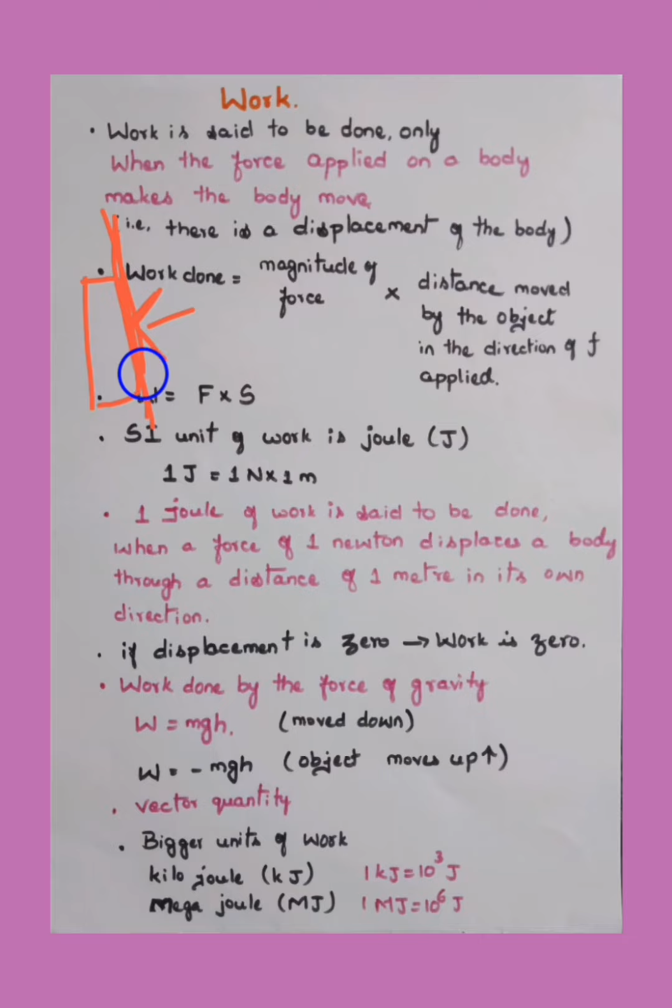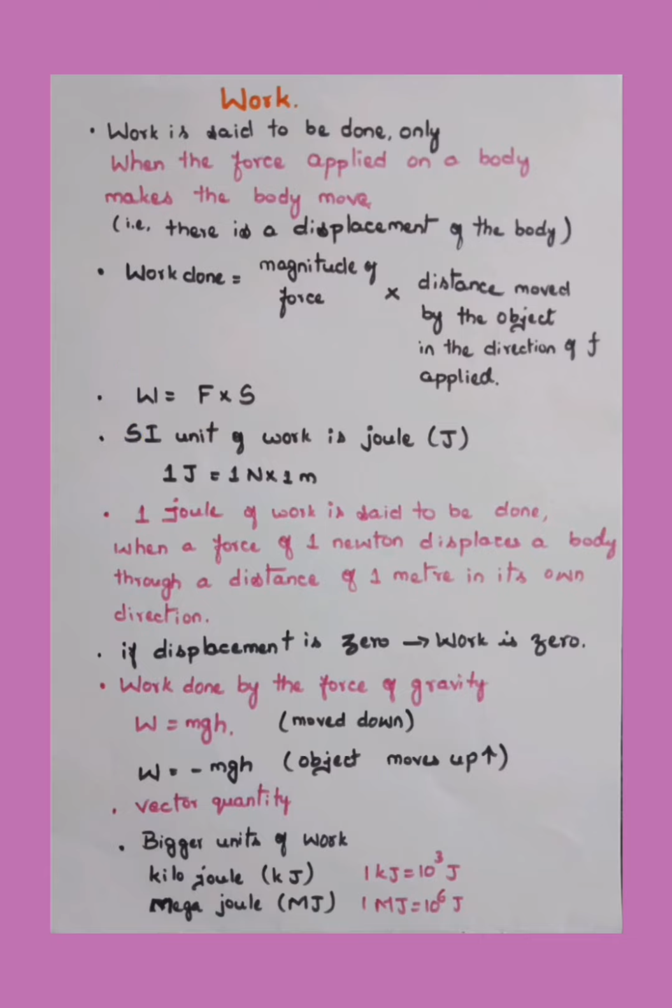If this wall does not move, even though how much ever force you apply, there exists no work, means no work is done. So work done can be expressed as the product, that means multiplication, of magnitude of force and the distance moved by the object in the direction of the force applied. If you are applying the force in this direction, the object also has to move in the same direction, then the work is said to be done in general form. Okay, so W is equal to F into S, that is force into displacement.